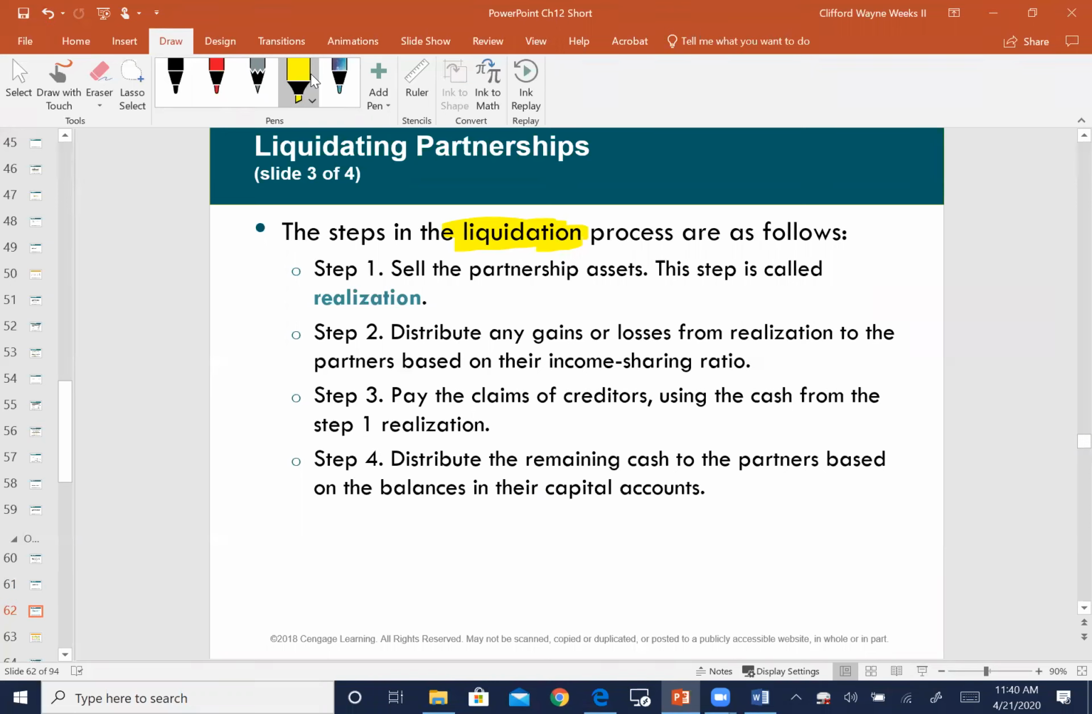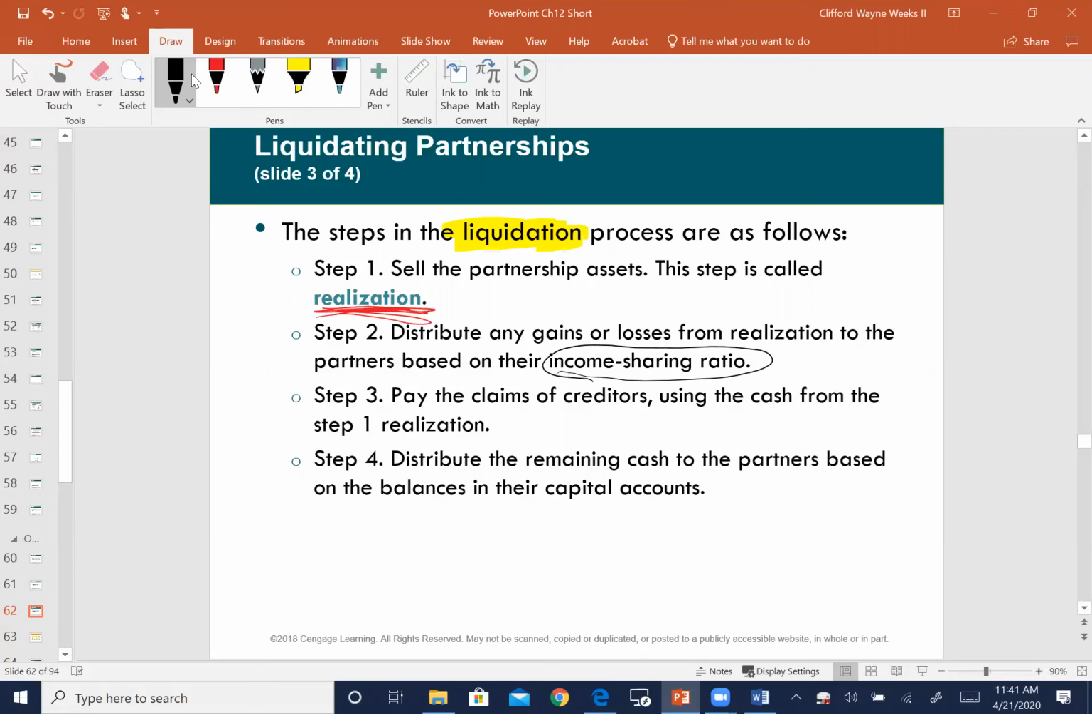First of all, we're going to sell all the partnership assets. This is called realization. Realization is because we're realizing what the true value of all of our assets are, and so we record it for what they actually are worth. When we convert something into cash, we realize the value of that asset. Then we're going to distribute, from the sale of those assets, any gains or losses based on the income sharing ratio. And again, that information comes from the partnership agreement.